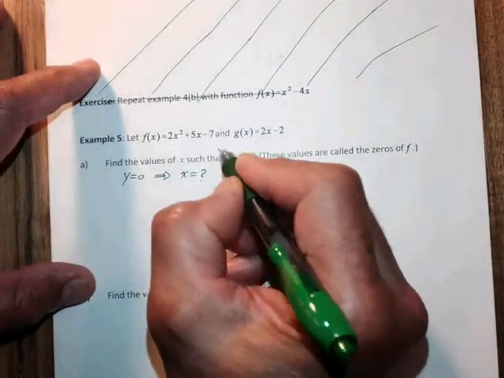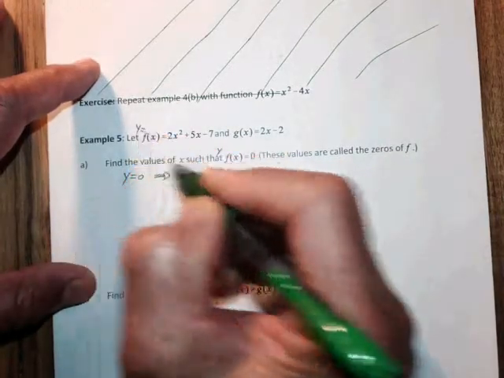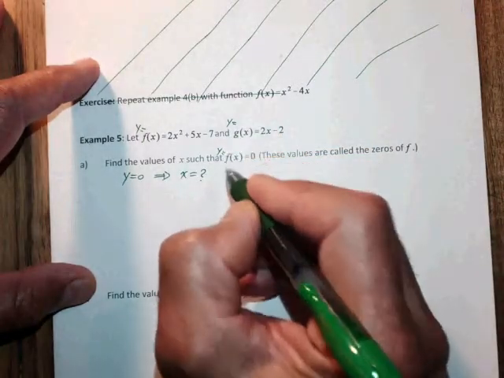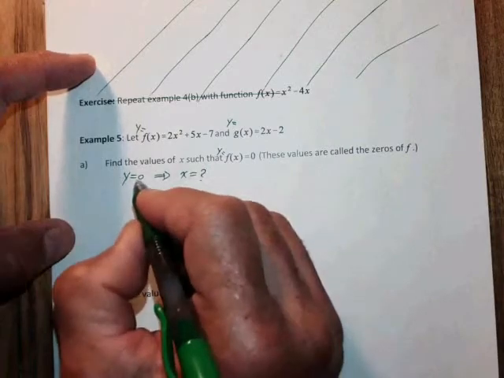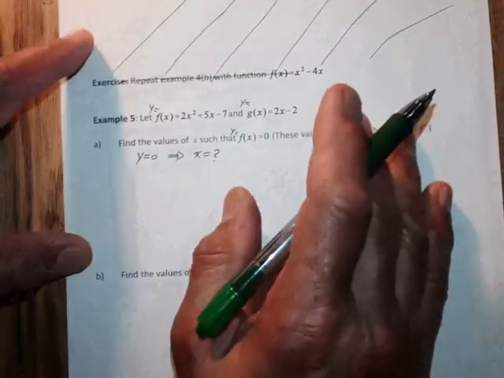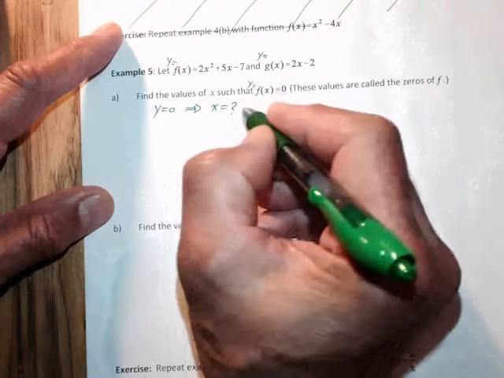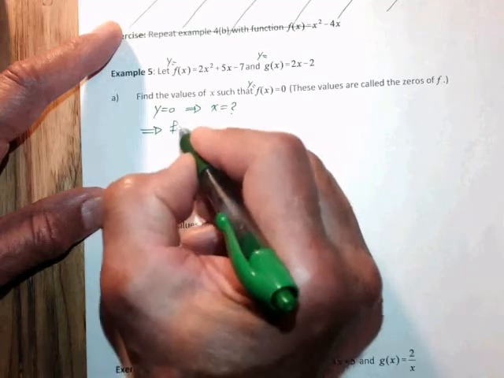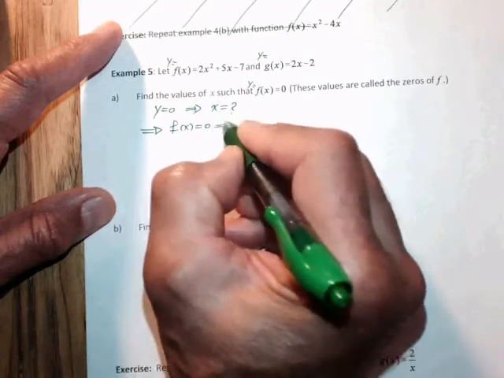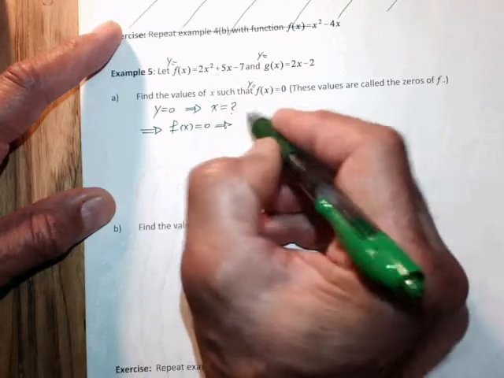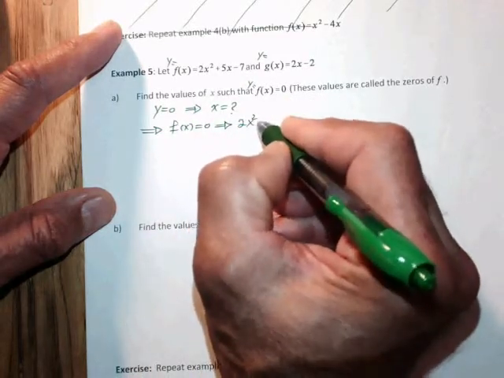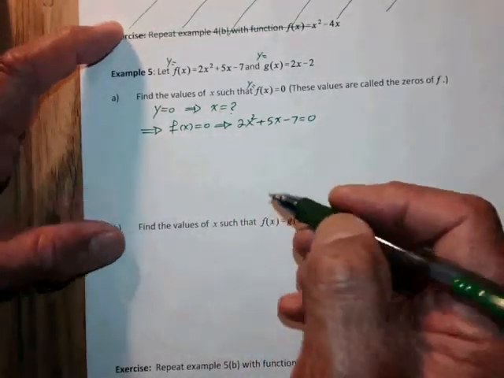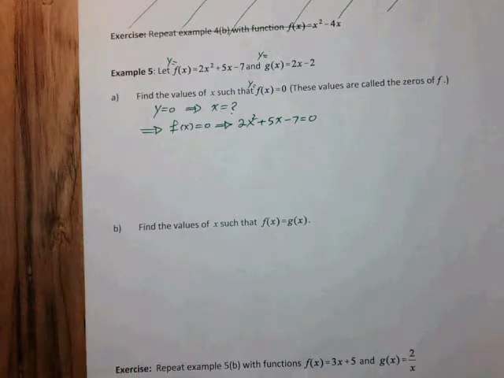So this is actually y equal to f of x, or y equal to g of x. So to get this x, you replace y by 0. That's what we have. So y equal to 0 means f of x equal to 0, and f of x is this whole expression here, 2x squared plus 5x minus 7 equal to 0. Now we have to solve this equation for x.